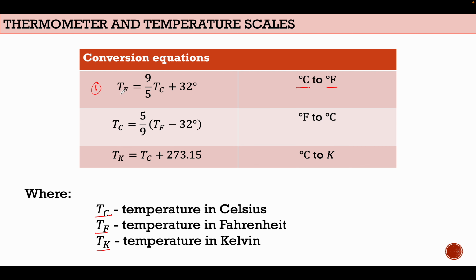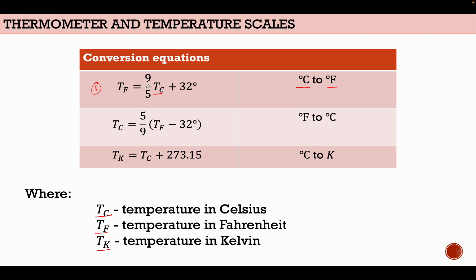Okay. So if our given is the temperature in degrees Celsius, and we want to convert that to Fahrenheit, we can use equation number 1. We have T sub F is equal to 9 over 5 times T sub C.